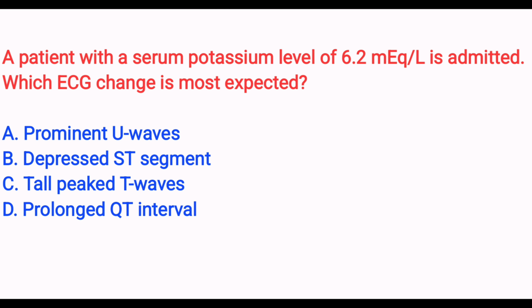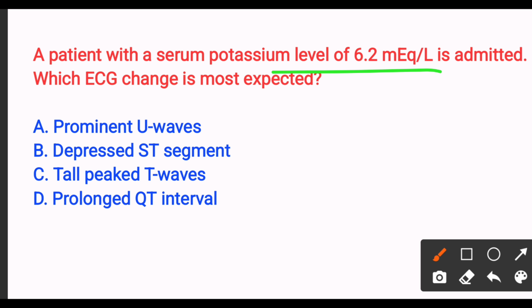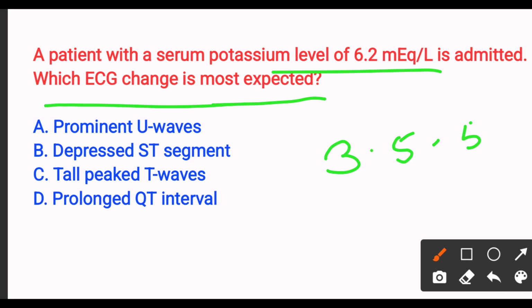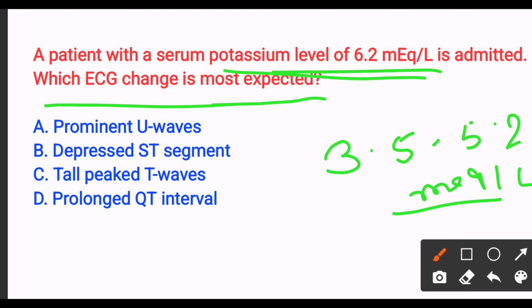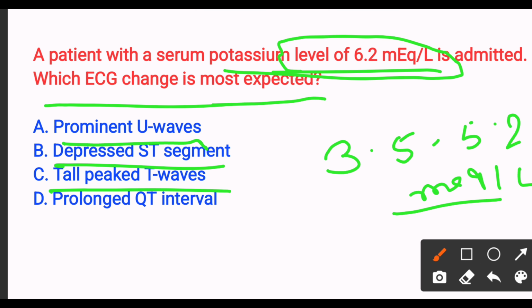a patient with a serum potassium level of 6.2 mEq per liter is admitted. Which ECG change is the most expected? The normal level of potassium is 3.5 to 5.2 mEq per liter. So here the potassium level is increased. Let's see the options. Option A, prominent U wave. Option B, depressed ST segment. Option C, tall peaked T wave. Option D, prolonged QT interval.